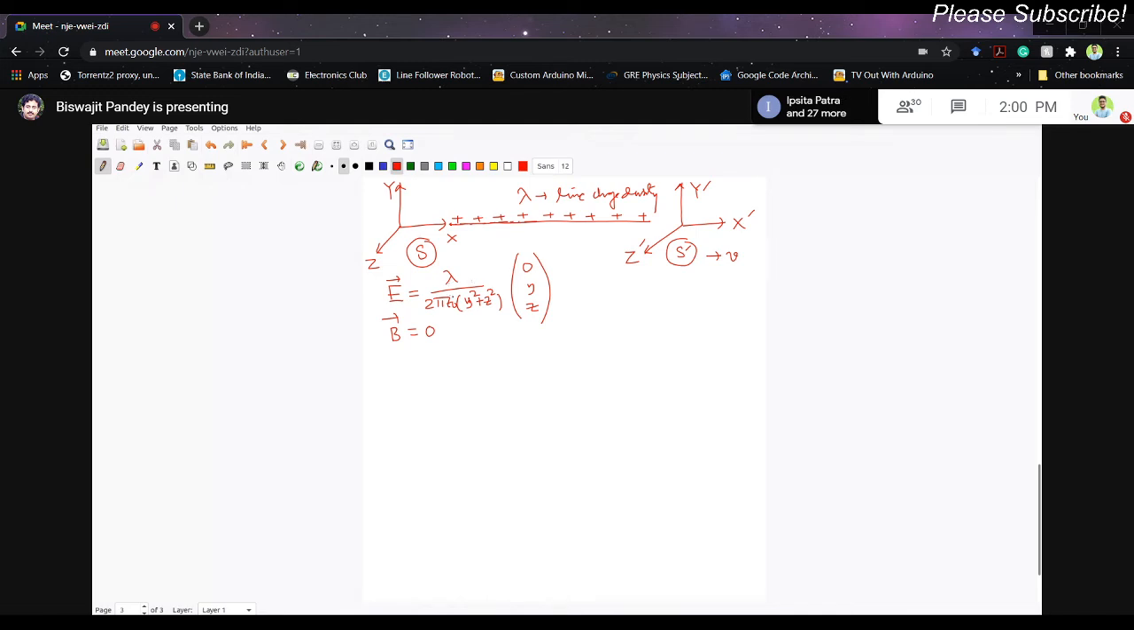So we know all the components. Ex is 0, Ey is lambda. You can also call this lambda 0, maybe that will be easier. Let us call this entire quantity lambda 0. That will be easier to write, right? So the x component is 0, the y component is lambda 0 y, the z component is lambda 0 z, and B, that means we know the components explicitly. So Ex is 0, Ey is lambda 0 y, Ez is lambda 0 z, and then Bx is 0, By is 0, Bz is 0.